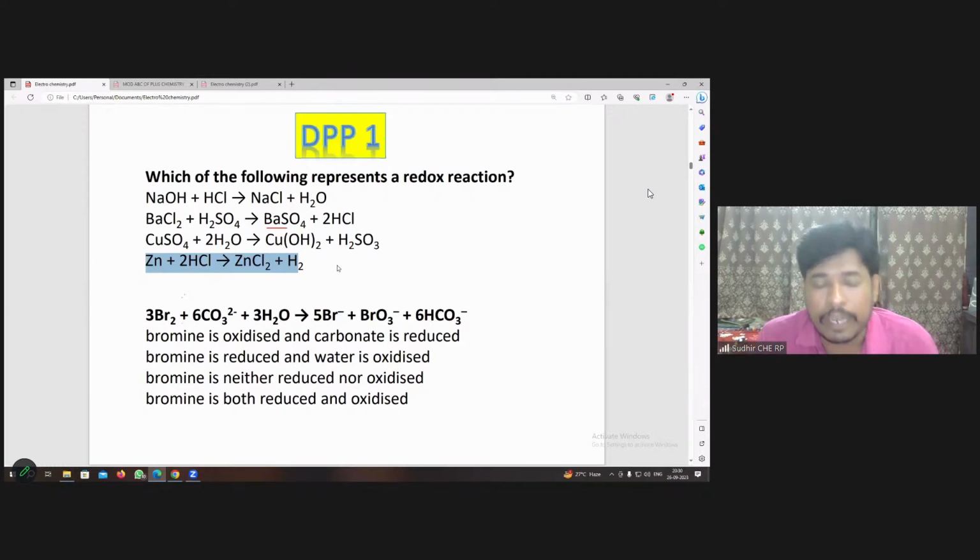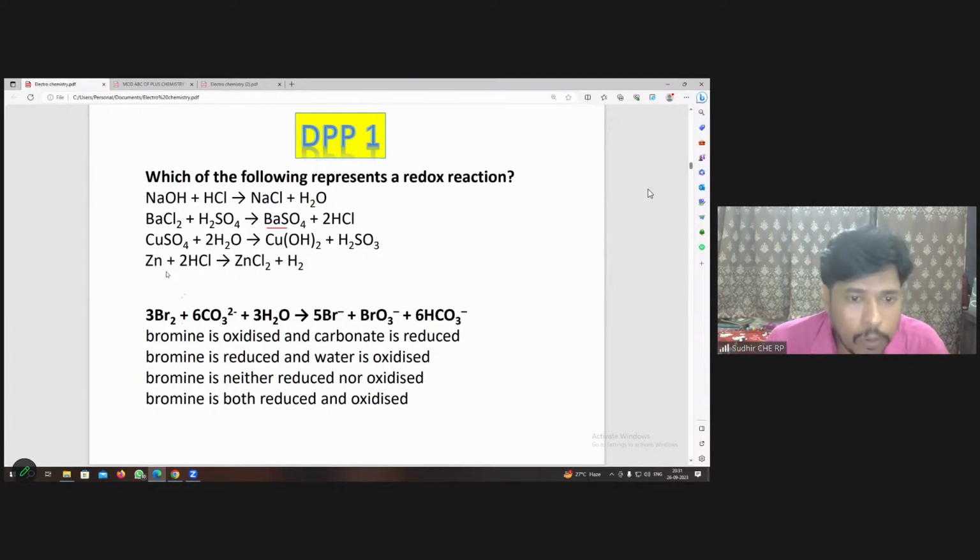I can say it is involved in the redox reactions or redox process. Why? Because zinc is displacing hydrogen from the hydrochloric acid. So zinc chloride is formed along with the liberation of H2. When you compare the oxidation state, zinc initially is 0, but in zinc chloride, zinc is present in the +2 oxidation form. So zinc is losing 2 electrons in this process and is converted into the +2 oxidation form.